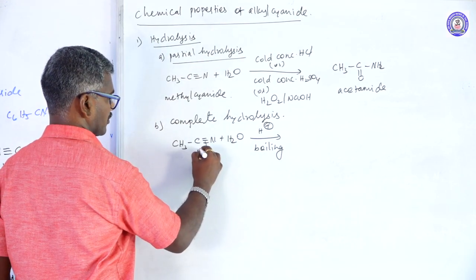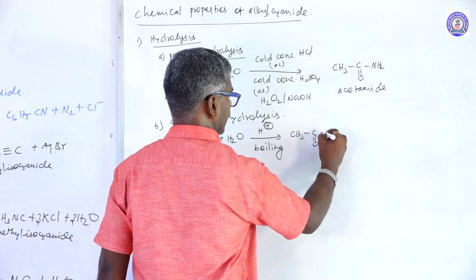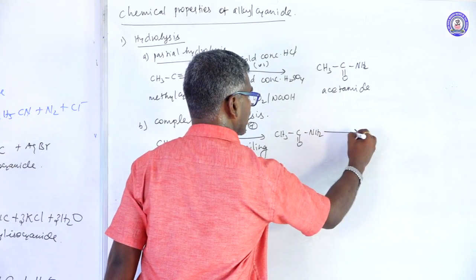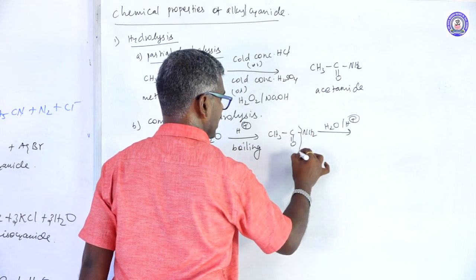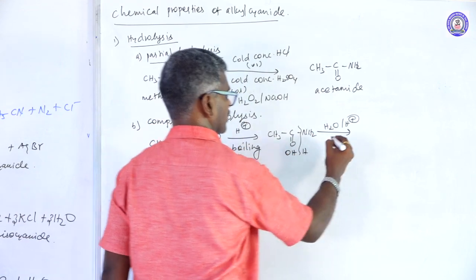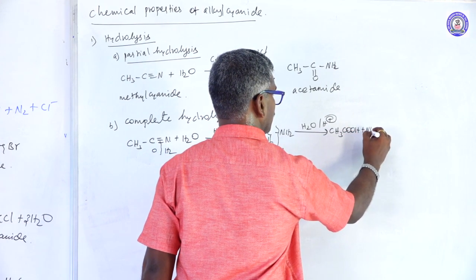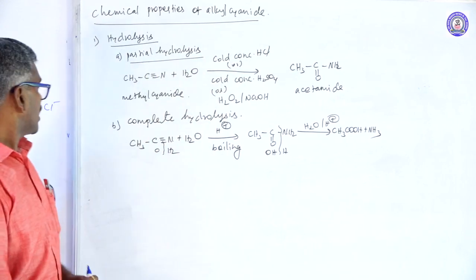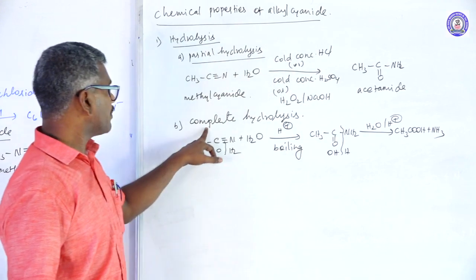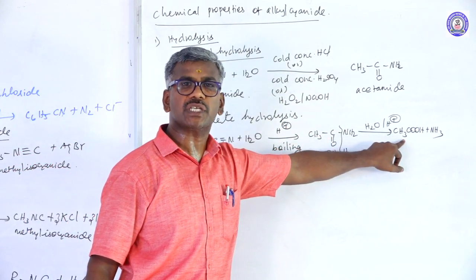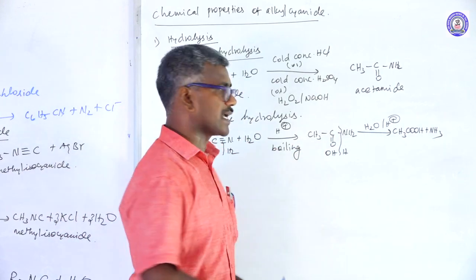In CH3C(=O)NH2, this bond breaks, oxygen, hydrogen. It further undergoes acid hydrolysis with H+, this bond breaks, OH, H. So we get CH3COOH plus ammonia. Partial hydrolysis is used for preparation of acetamide, and complete hydrolysis is used for preparation of acetic acid. Removal of what gas? Removal of ammonia gas.